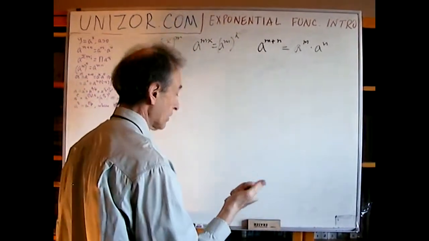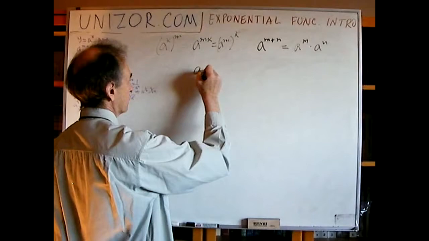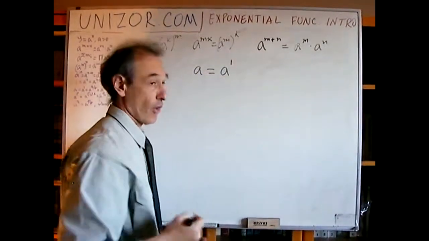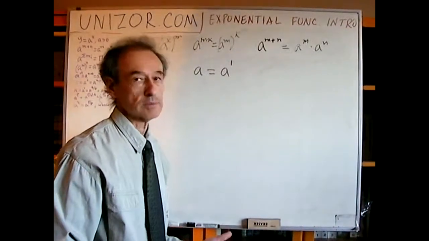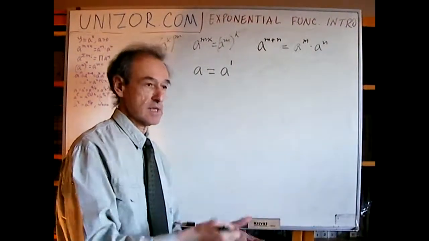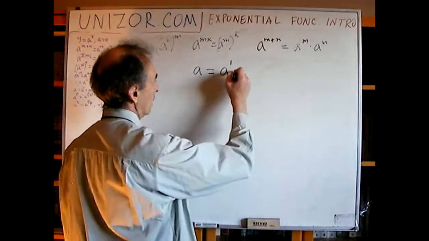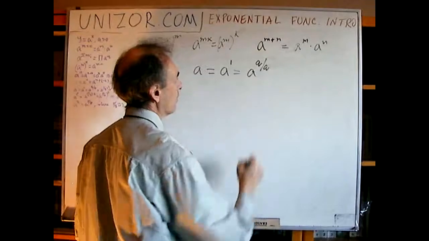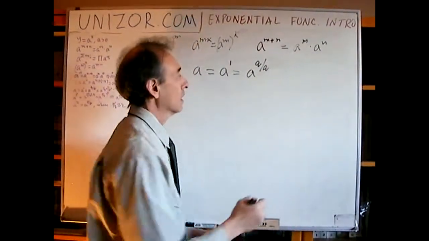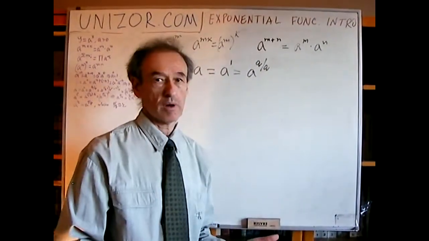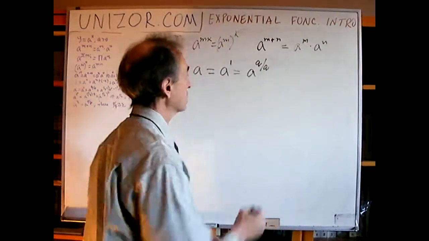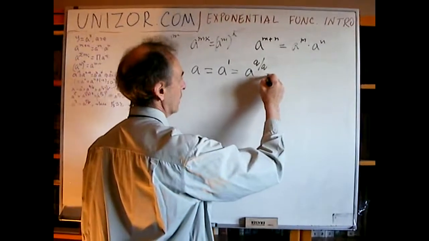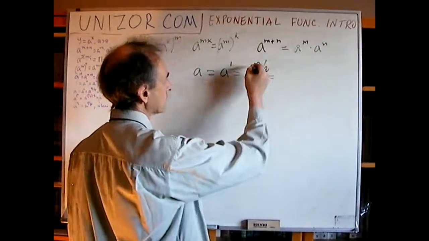Let me start with the following. What is a? I can always put a as a to the first power, because it's a times itself 1 time, which is a. Now, 1 can always be presented as q divided by q, where q is a positive integer, a natural number. So q over q is always 1.